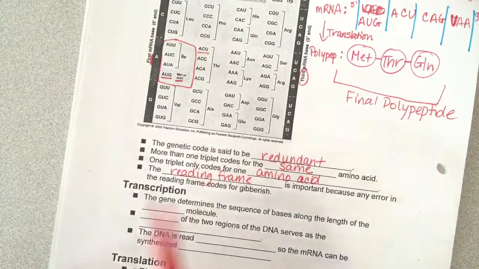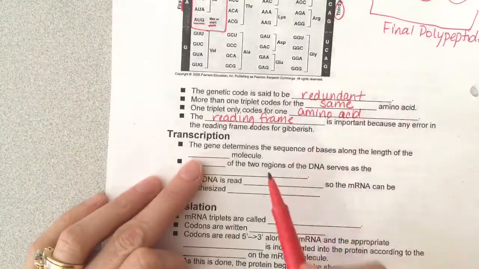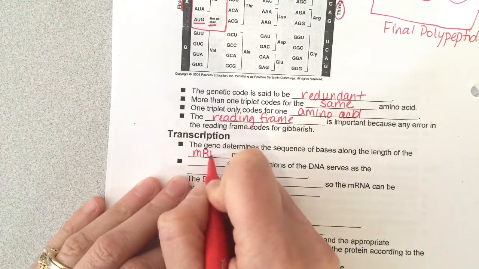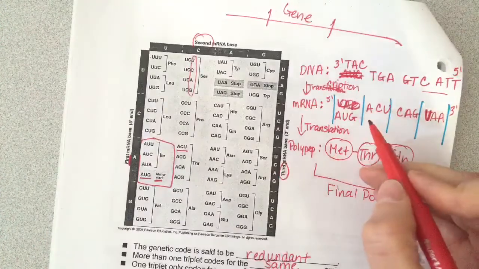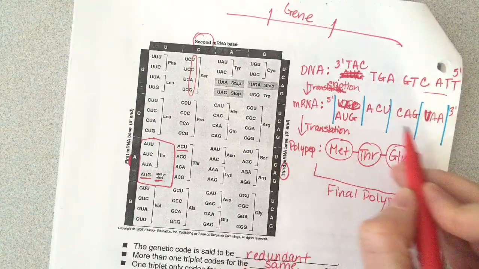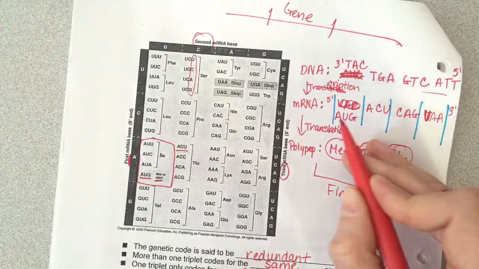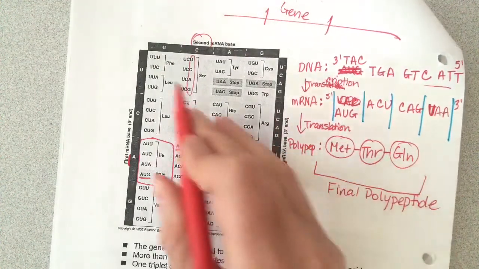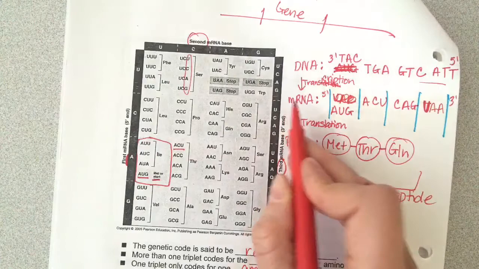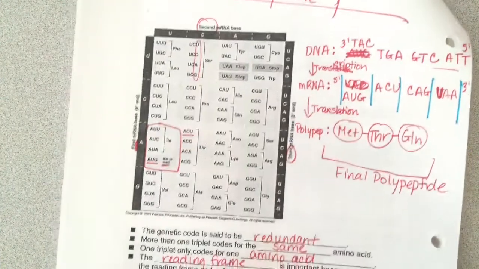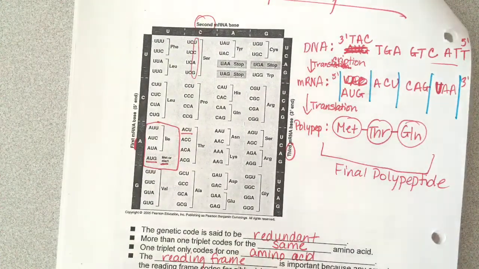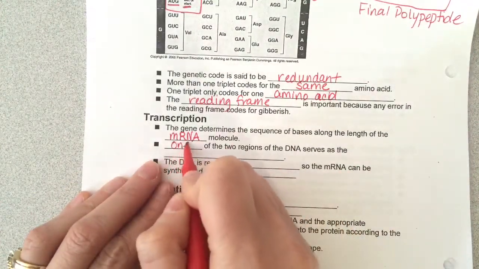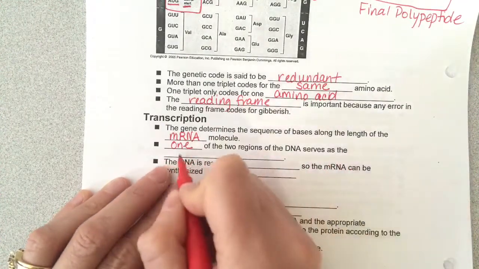So let's look more specifically at transcription. So the gene determines the sequence of bases along the length of your mRNA molecule. So when you make your mRNA, going back over here, it's saying the gene in your DNA determines what the order of the bases in your mRNA molecule is going to be, which then is going to determine your polypeptide. Notice that when we used this chart, we used the codons in the mRNA. We're not using the DNA, because remember, the mRNA goes to the ribosome and is used to make your polypeptide chain.